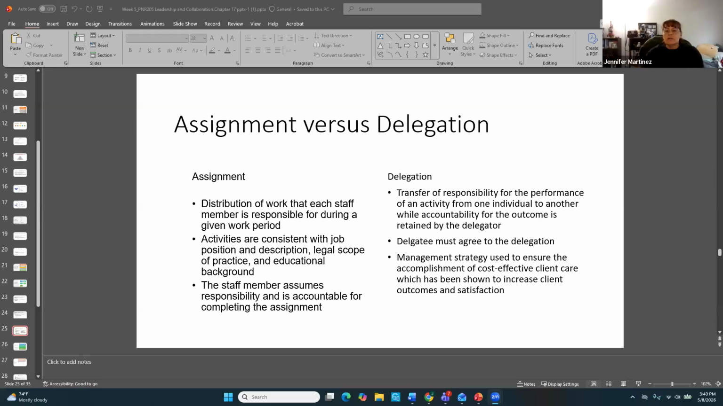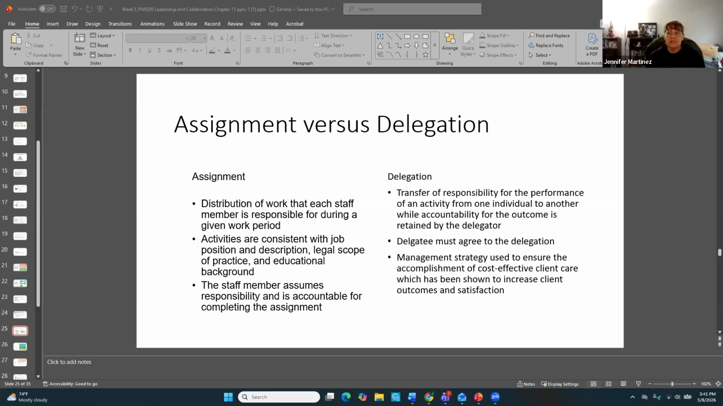All right. So now we're going to go into assignment and delegation. These are some very important topics to understand. We'll start with the difference between assignment and delegation. So assignment is the distribution of work among team members for the shift.